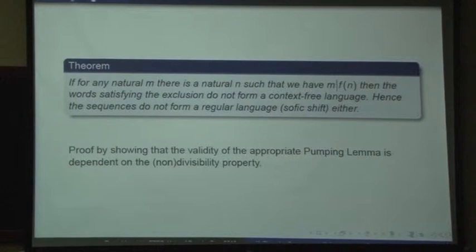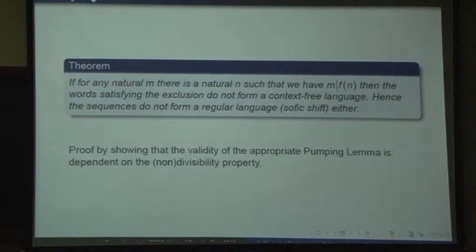Okay. Now, to connect this to something else, you can also view this as languages. And now, it's pretty easy to prove this little theorem, which says that if R of Fn is such that for any natural number m, there is an n such that we have this indivisibility condition, then the word satisfying this exclusion can't possibly be context-free languages. Context-free languages are generated by finite automata with a stack. But I don't want to go deeper into that direction.